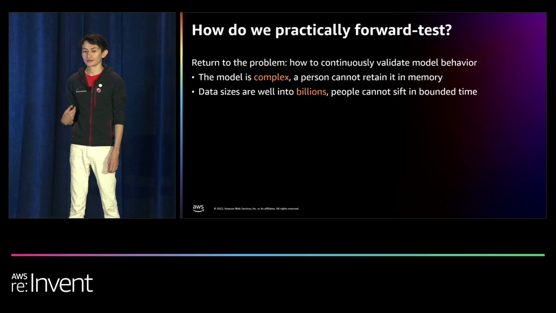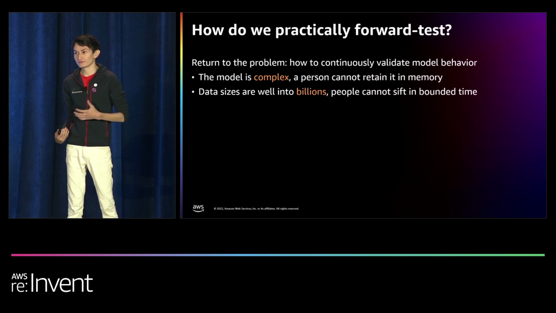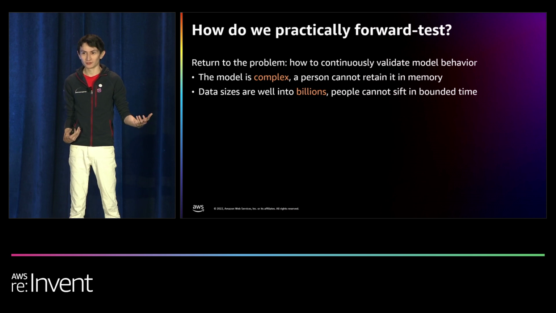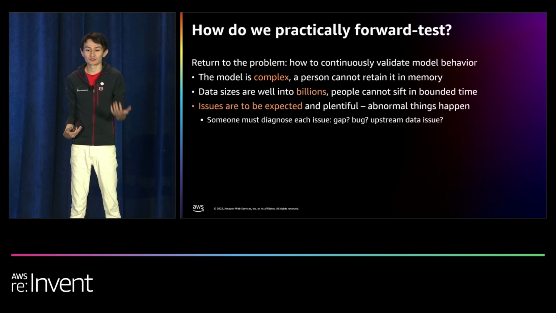Thanks, Robin. So there's a very practical problem of how do you forward test? How do you do that inspection? Because we have this large, complex model. If you imagine validating a large, complex model, there are going to be a lot of validation issues. Issues happen. It's normal for there to be problems at some frequency.